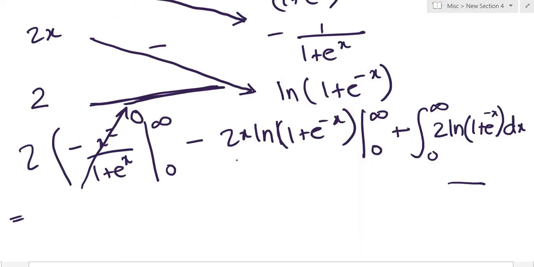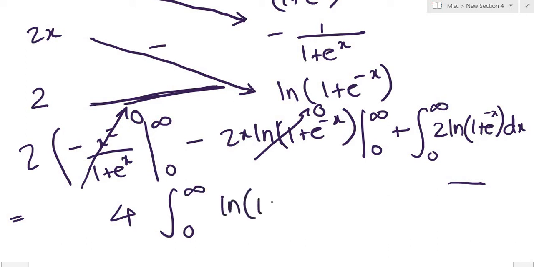Well, so for the infinity case, this is going to 0, and even for the 0 case, because of this x, thanks to this x, the entire term is going to 0. So 0 both the times. And therefore all we are left with is this nasty integral that I could not find an antiderivative easily for. So we have 2 into 2, so a 4 times the integral from 0 to infinity of the natural log of 1 plus e raised to negative x dx.